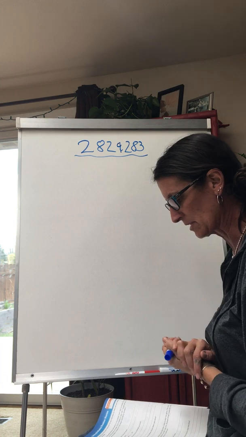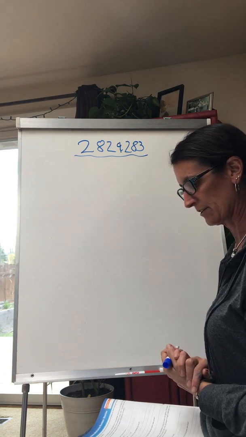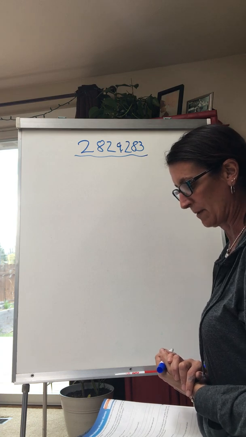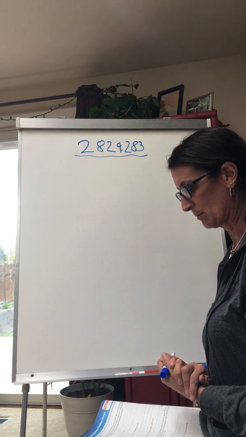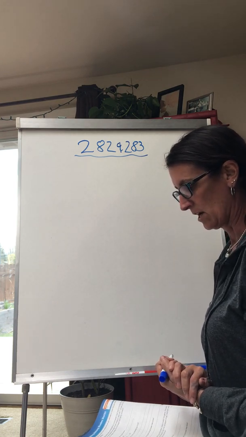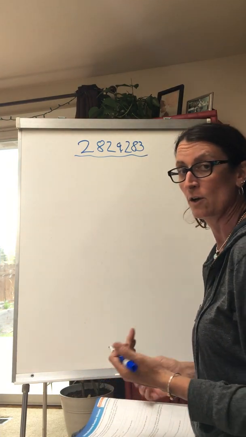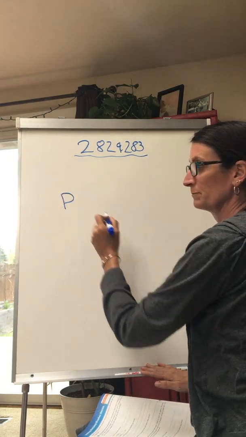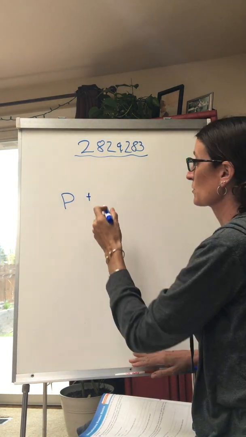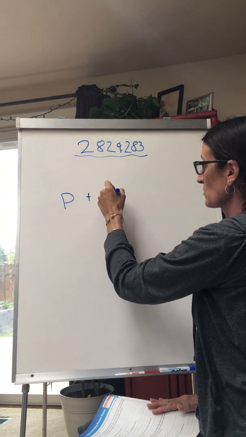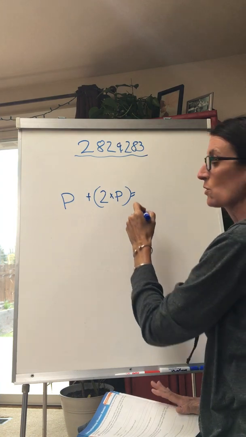So it says 8 baseball teams are participating in a tournament. Each team is bringing 18 players and 2 family members per player. All are traveling in vans with 7 people per van. How many vans are needed to transport all the players and their family members? So first we need to figure out how many people are going. So we know we're going to have the players, and then each player is bringing 2 family members. So 2 family members times however many players there are, right? And that equals the total people.